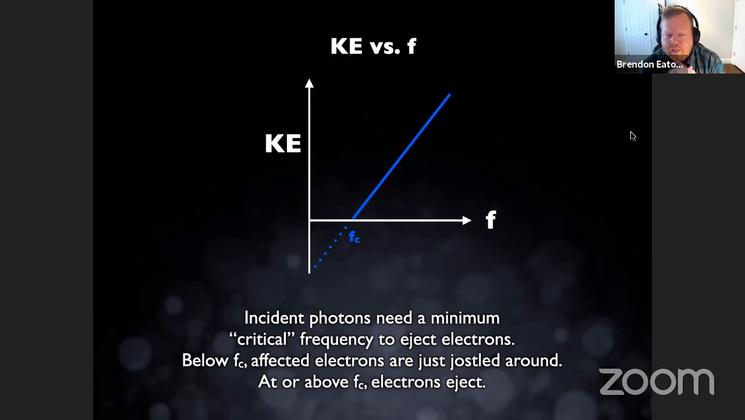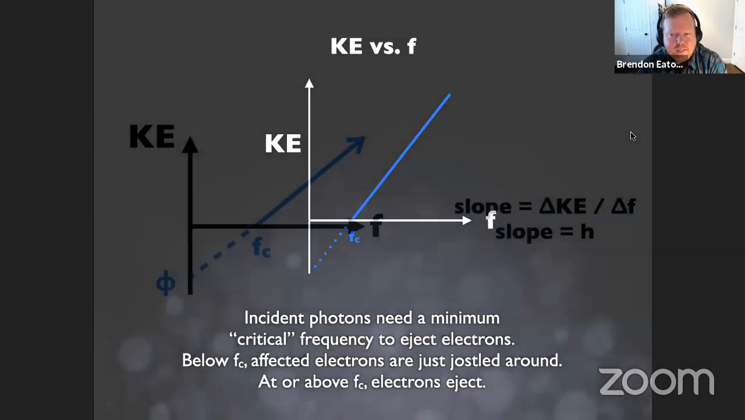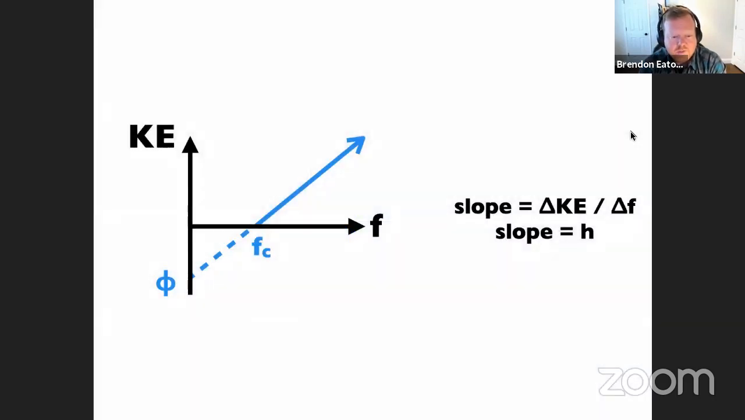Below that, electrons are just jostled around. They're kind of bumping into each other, and so on and so forth. But at or above f sub c, electrons are actually able to leave the atom. They're ejected. But one thing that I want to point out is if you were to trace backwards with that dotted line, would that mean that kinetic energy would be negative? Or is kinetic energy able to be negative? And the answer is no. So here's a screenshot that you want to take.